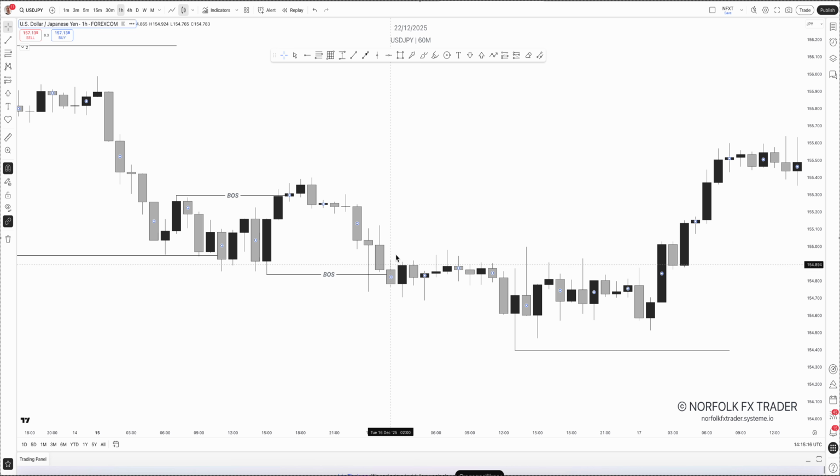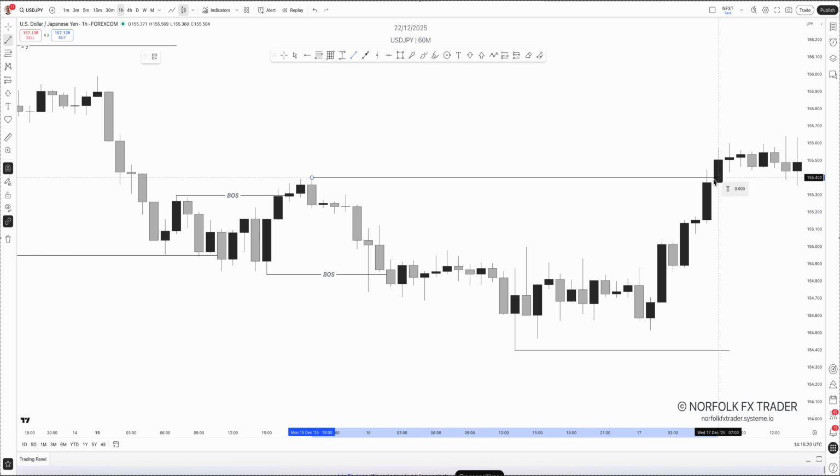So when we break out here to the downside, my valid high is here. This becomes my next break of structure. Do you see how quickly I just did this? No thought process into it. Once you understand, okay, it's very easy.